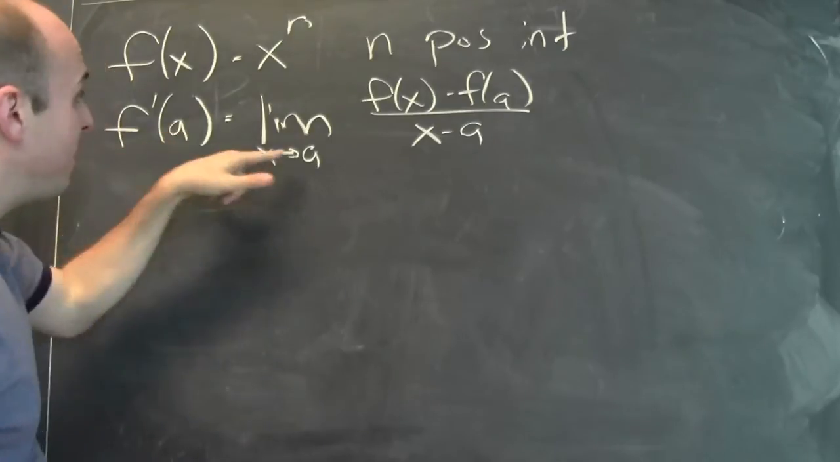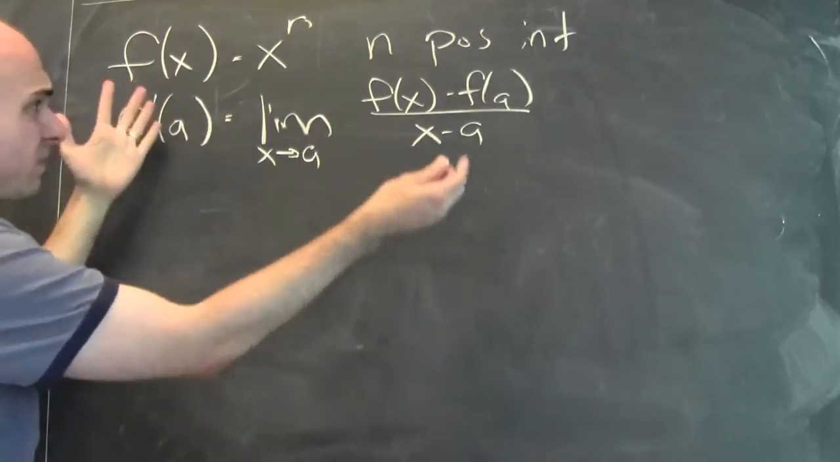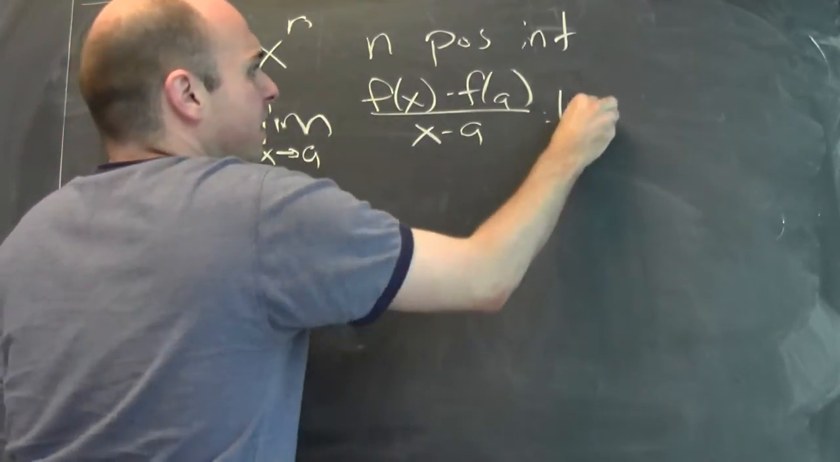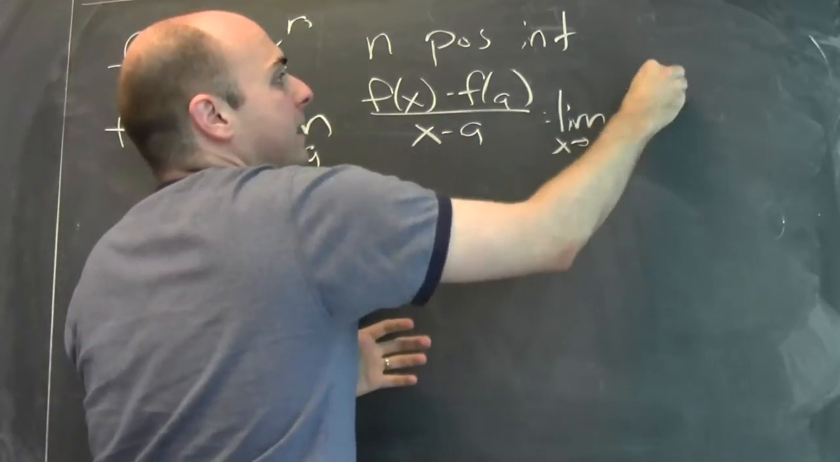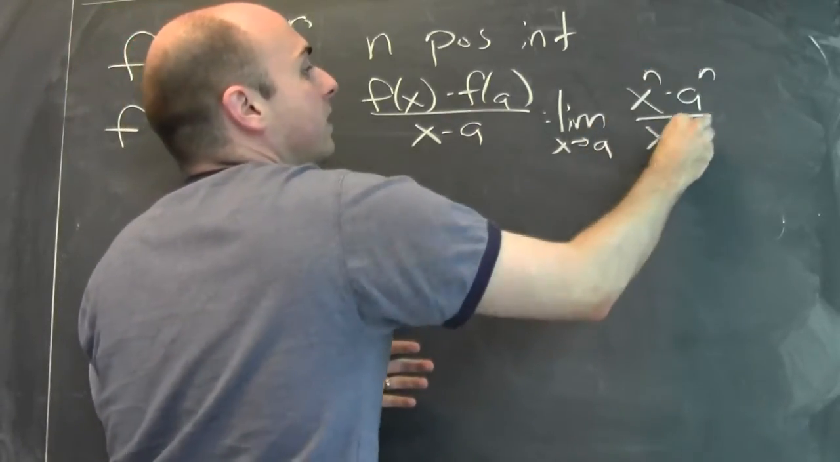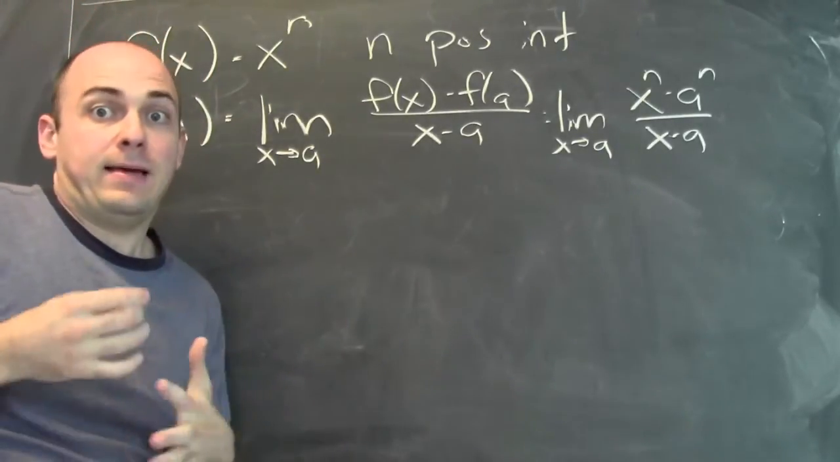Now, I want to know what that is for the function x to the n. So I'm going to plug in the function x to the n, and the limit that I have to calculate is the limit as x goes to a of x to the n minus a to the n over x minus a. How do I calculate that limit?